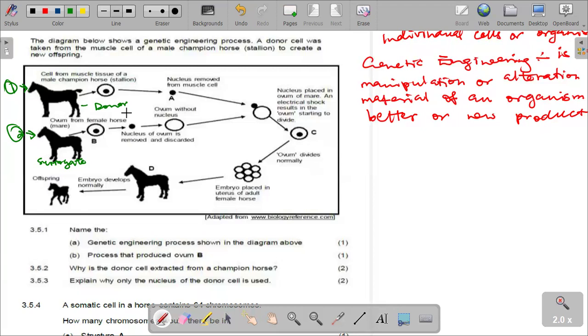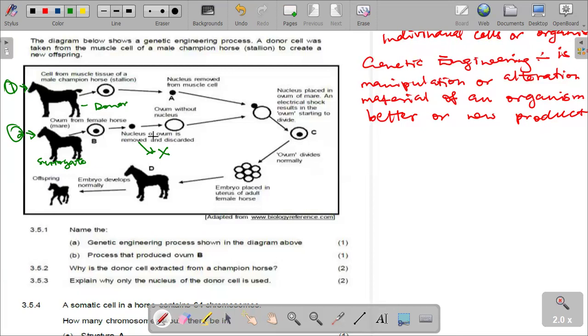So the surrogate is giving an egg cell, whose nucleus is removed and discarded. This nucleus here is being removed. That is why you see an ovum without the nucleus, because the nucleus has been thrown away. The nucleus is not wanted because the surrogate does not contain the desired characteristics.